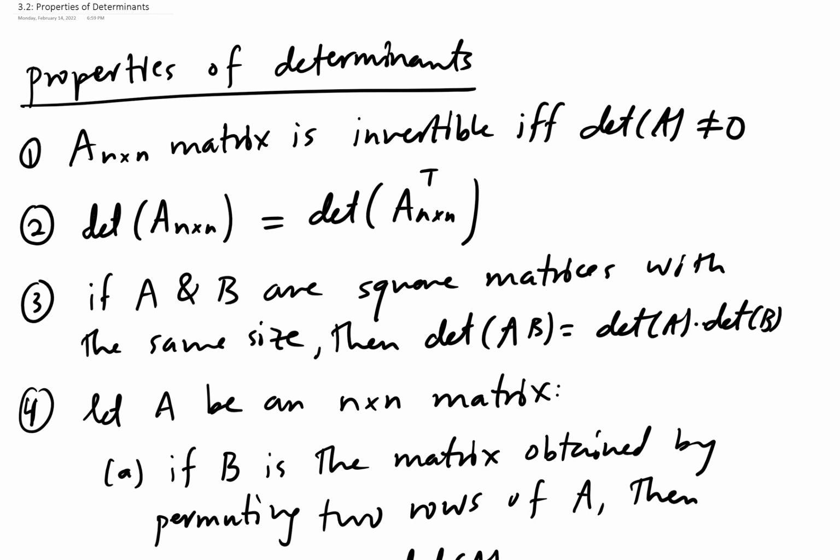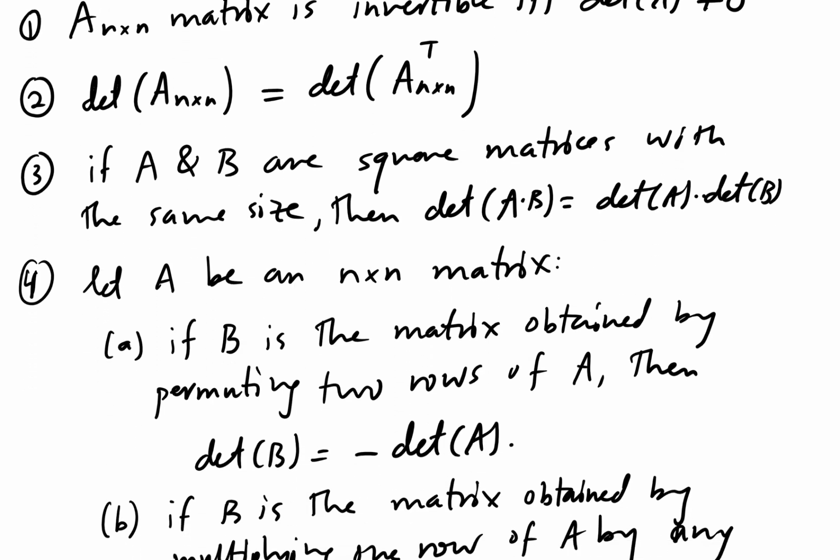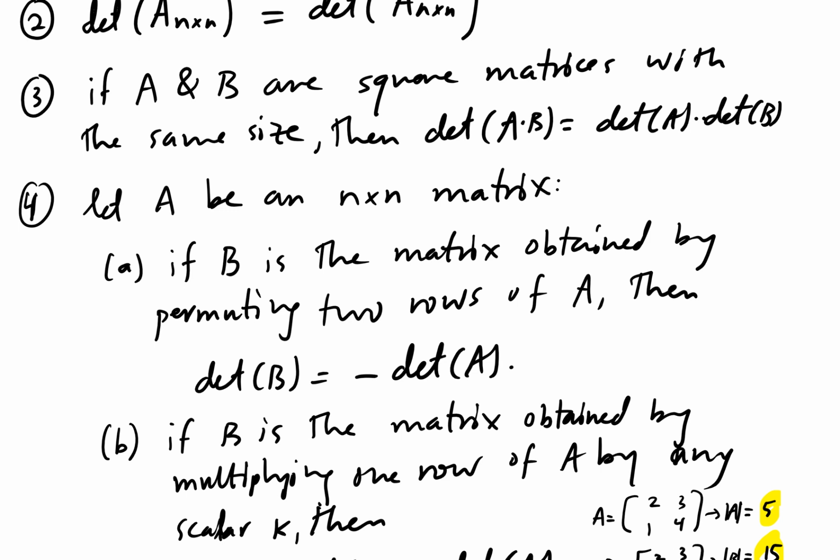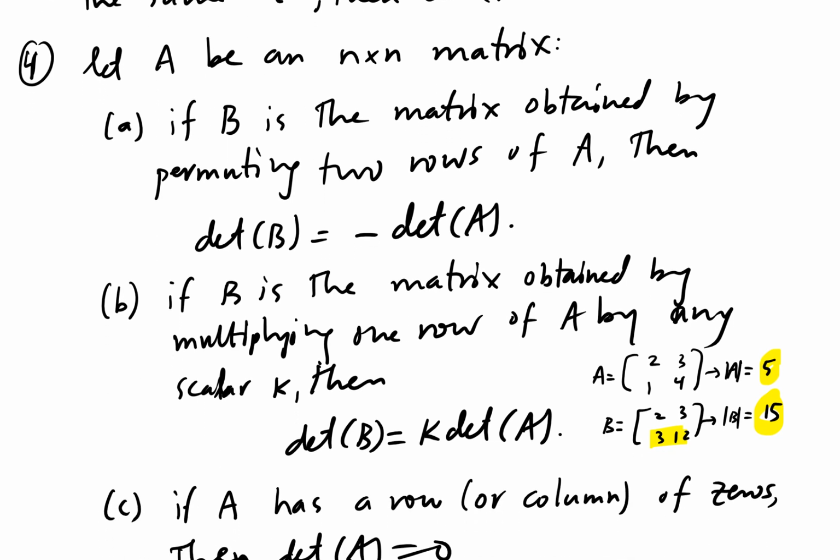If two matrices are square matrices with the same size, then the determinant of their product is the product of their determinants. Property 4, if A is a square matrix n by n, then if B is the matrix obtained by permuting, like you switch rows, then the determinant will become negative. If B is the matrix obtained by multiplying one row of A by any scalar k, then the determinant of the new matrix is k times the determinant of the original matrix.